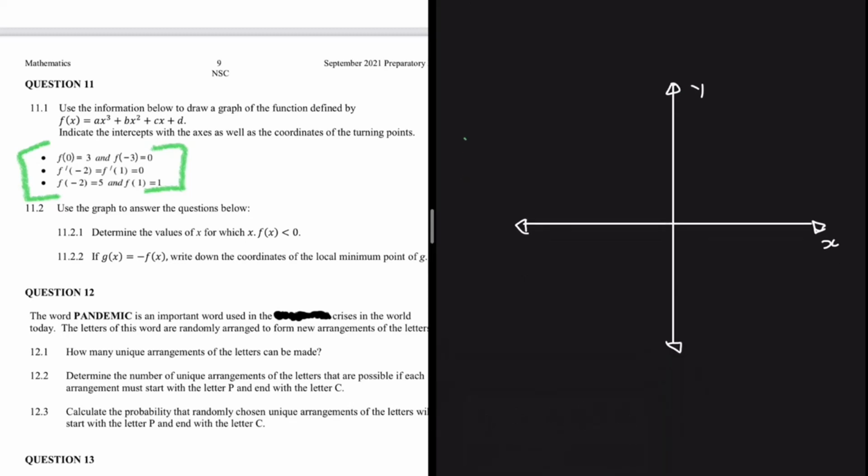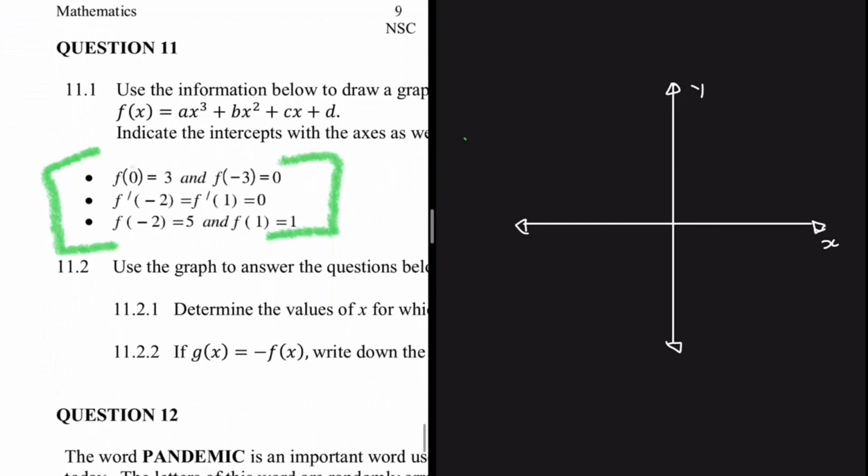So we know that when x is 0, y is 3, right? So we can put 0 here, and then we know that y is 3 when x is 0, so we're supposed to have a point here. And then when x is minus 3, y is equal to 0, right? So when x is minus 3, y is 0. So we have a point here. Let's indicate it by a cross, right? And then which other point do we have? Let's keep this for now because there we have gradients, right? f prime x. Let's focus on the points.